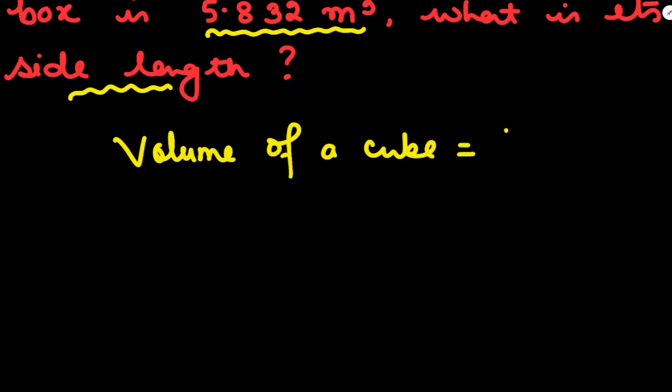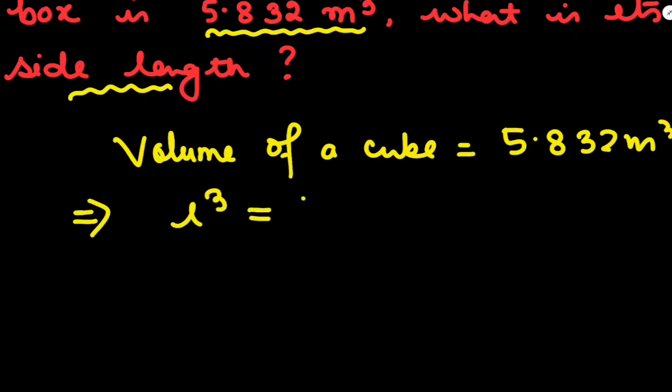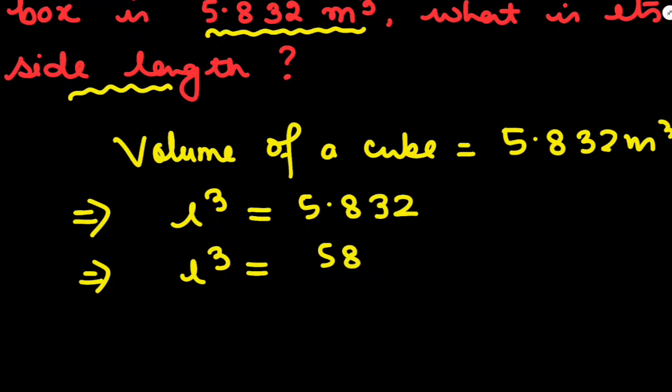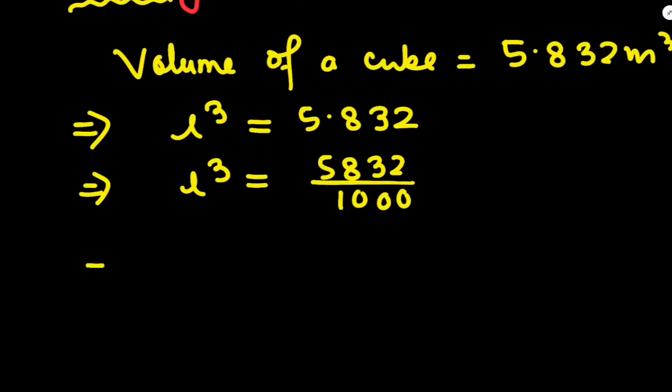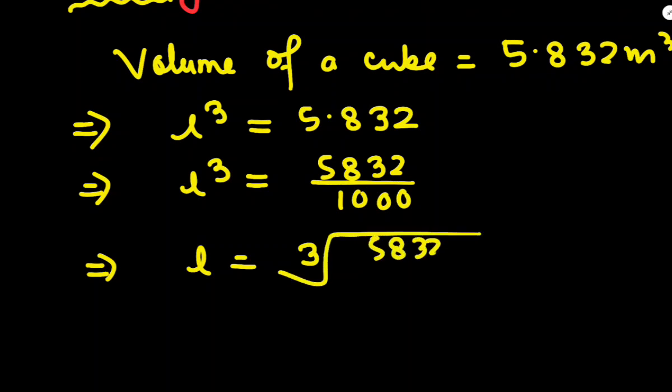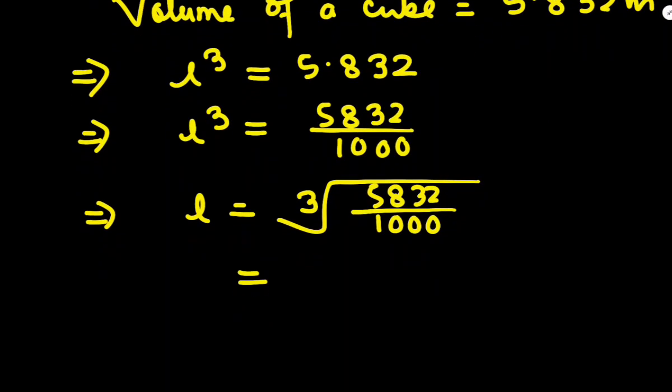Volume of a cube is obviously given, 5.832 meter cube. Now the formula for volume of a cube is obviously L cube or side cube. So that is 5.832. Now what I'll do, I'll remove the decimal. So I'll write it this way by 1000. Now all I have to do is to take the cube root, isn't it? So L is cube root of 5832 by 1000. Cube root of 5832 is 18 because 18 cube is 5832, and cube root of 1000 is 10.